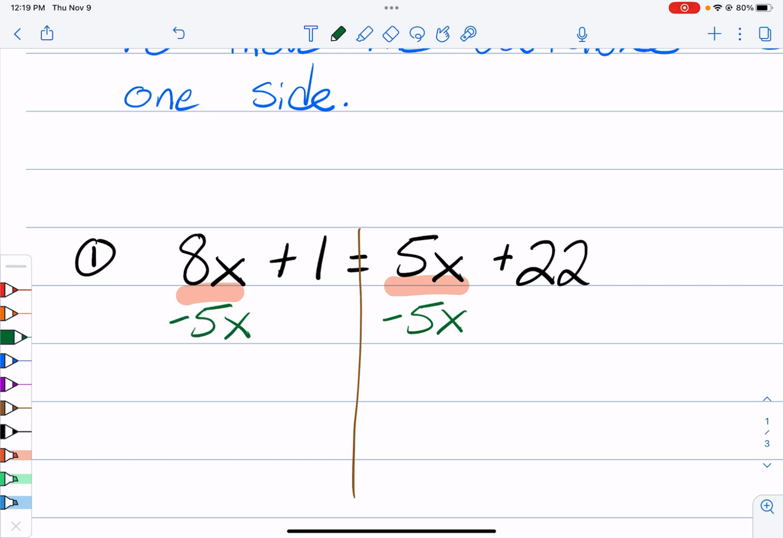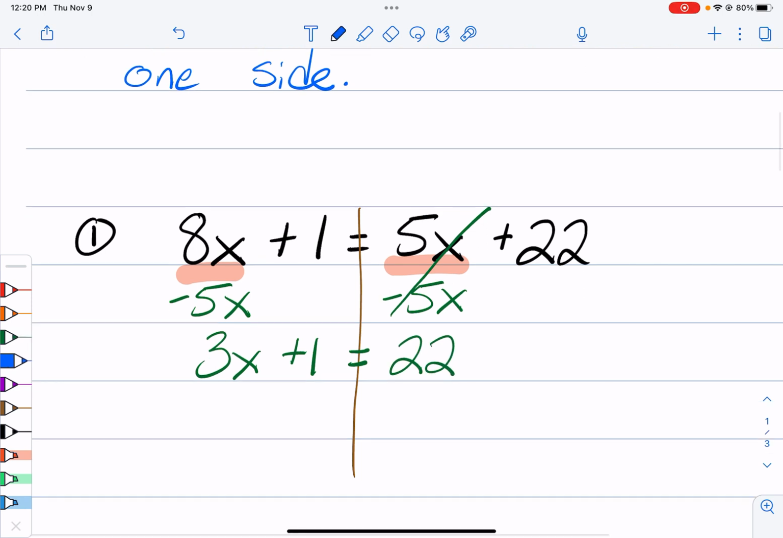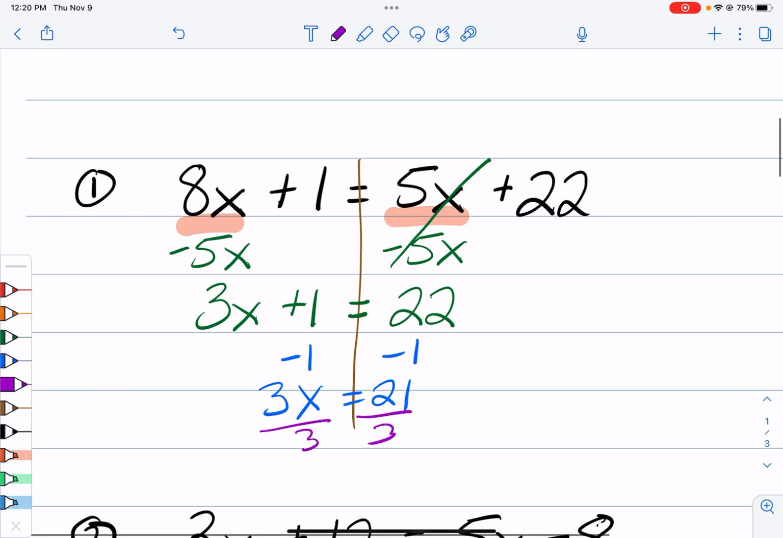So 8x minus 5x, I'm going to do the positive version, is 3x. I'm going to bring down my plus 1. My 5x's are gone, and it's a 22. So I'm going to keep going. Now it just becomes our, do the inverse of addition and subtraction, and then do the inverse of multiplication and division. So I see I have a plus 1. I'm going to subtract 1 from both sides. I'm going to have 3x equals 21. I'm going to divide both sides by 3, and I'm going to end up with x equals 7.